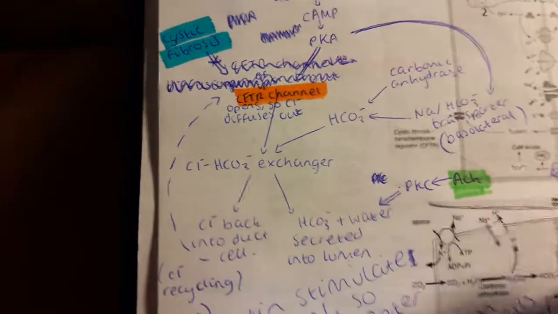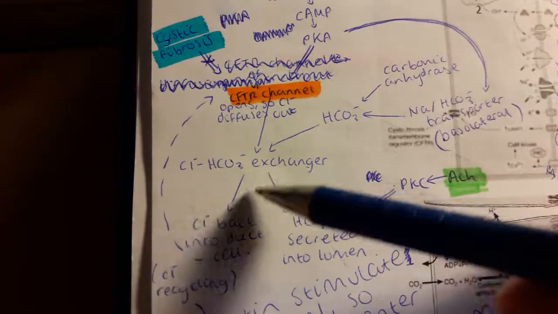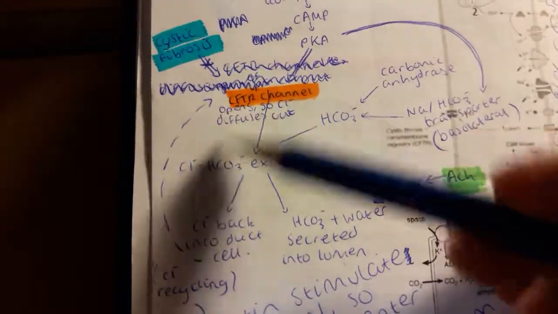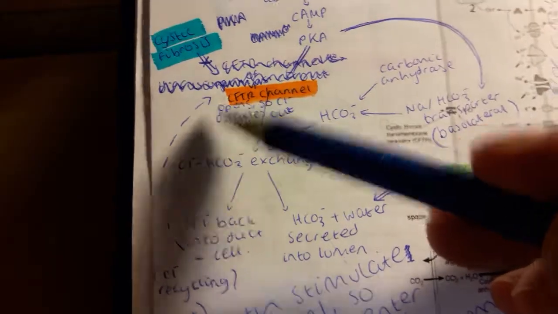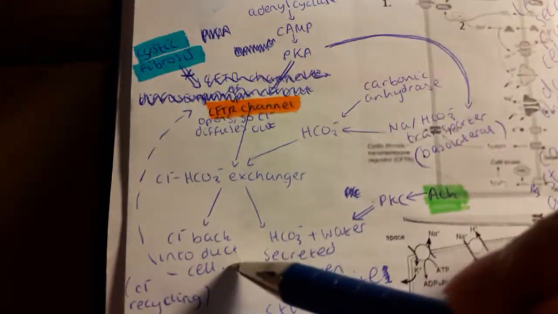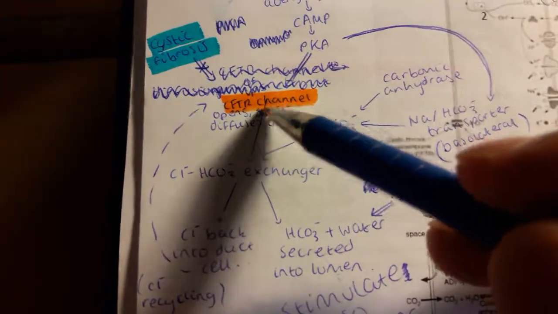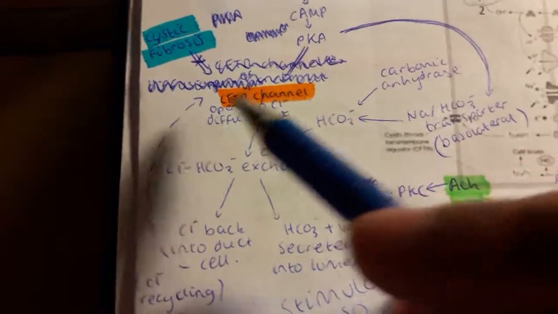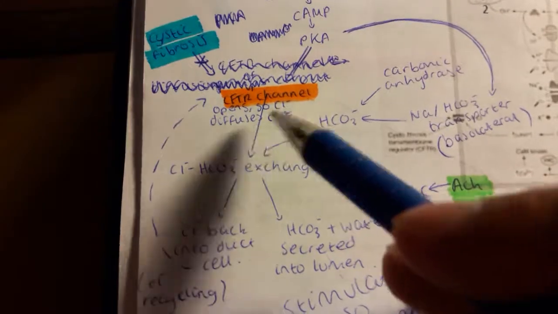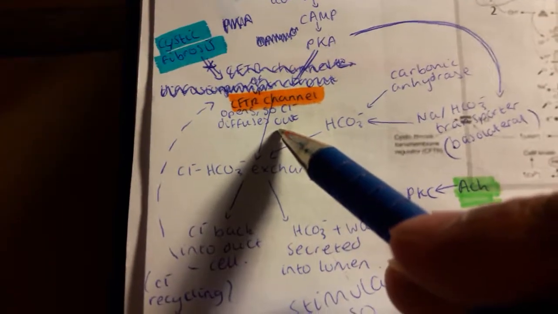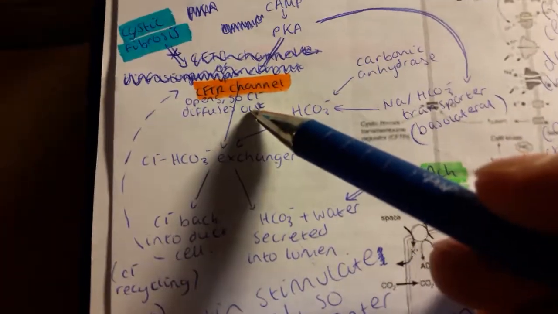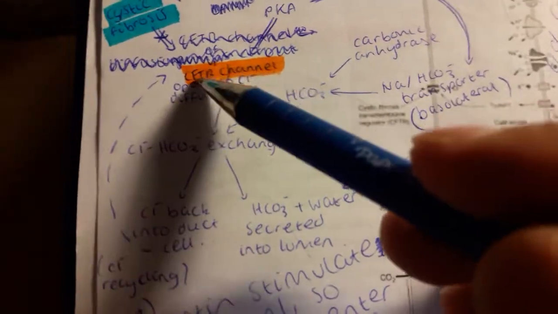So this chloride, once it goes into the duct cell, what happens? It goes back out, sorry. It's come in through this exchanger, and then it leaves the duct cell again through a chloride channel called the CFTR channel. This opens, so the chloride diffuses out. If we think about this in a different way, essentially you've got chloride in the cell, and it diffuses out through the CFTR channel.